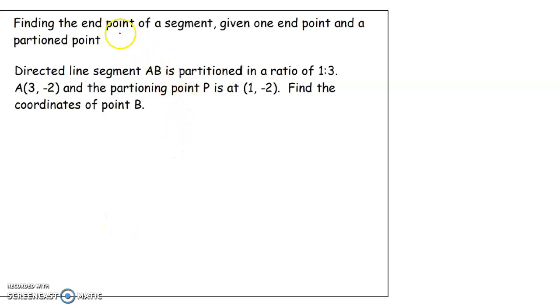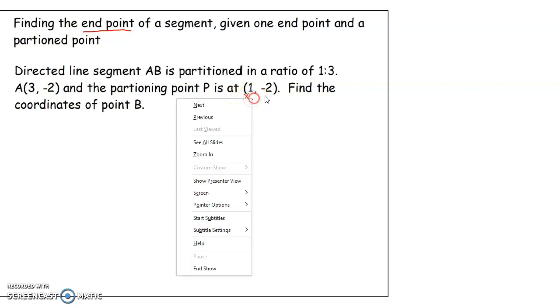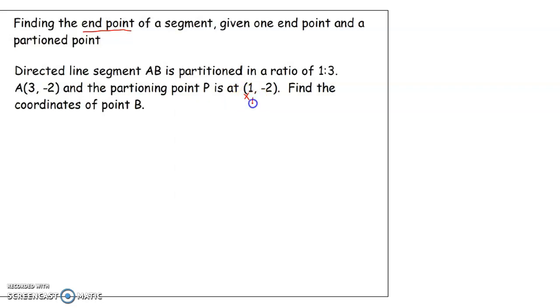All right, welcome to video 3, where we're going to find an endpoint. Instead of looking for the partitioning point, we're going to be given the partitioning point in the problem. Here it says the partitioning point is at. I like to label this as XP for partitioning point and YP. Okay, so we're still following the formula. We're just going to work backwards a little bit.